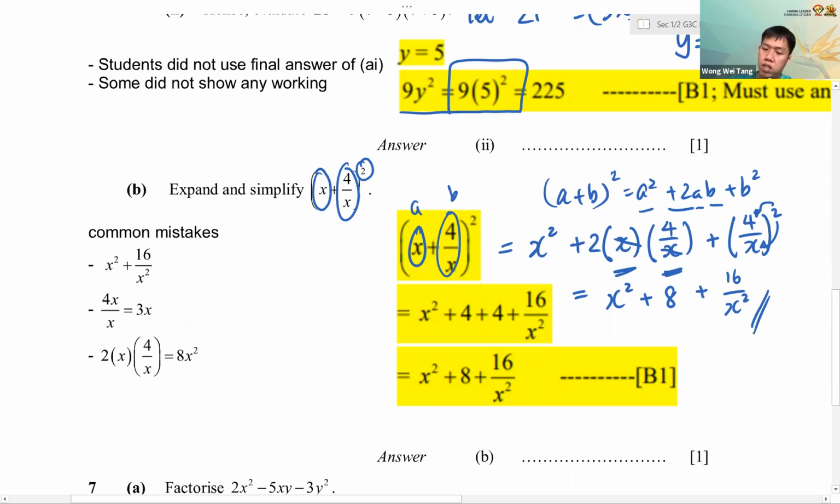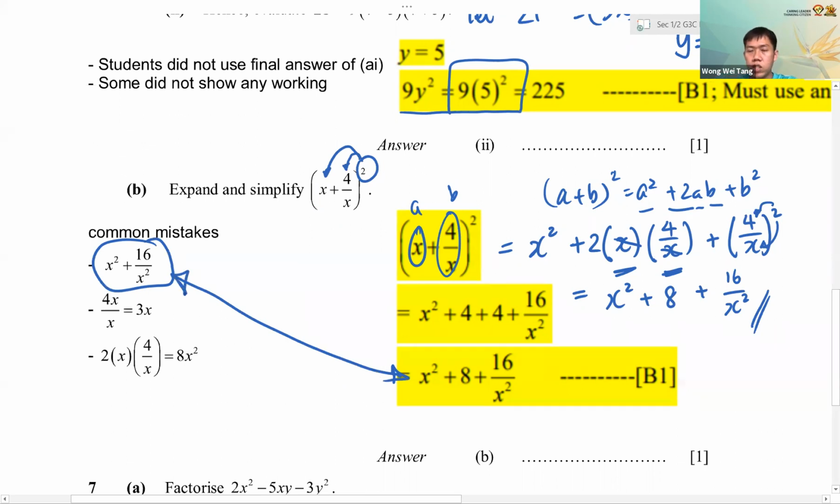Okay, so common mistake. A common mistake is thinking that this square just goes to the x, and then you just square the 4 over x. So many students end up with this. Compare the difference. What is missing?